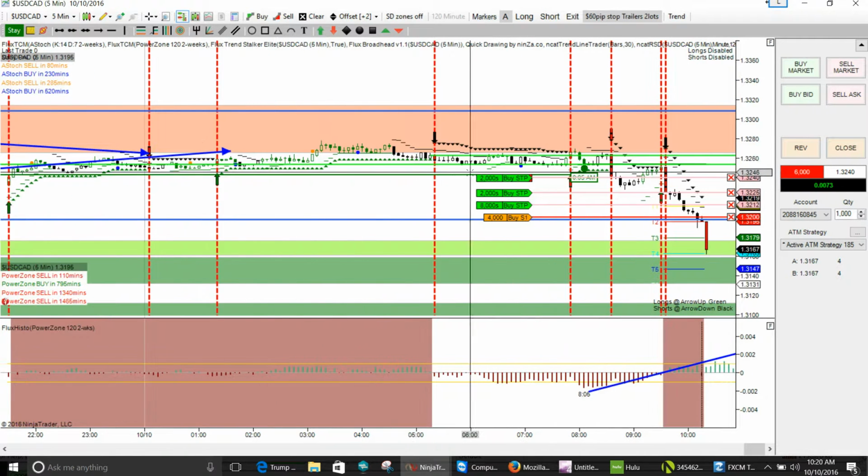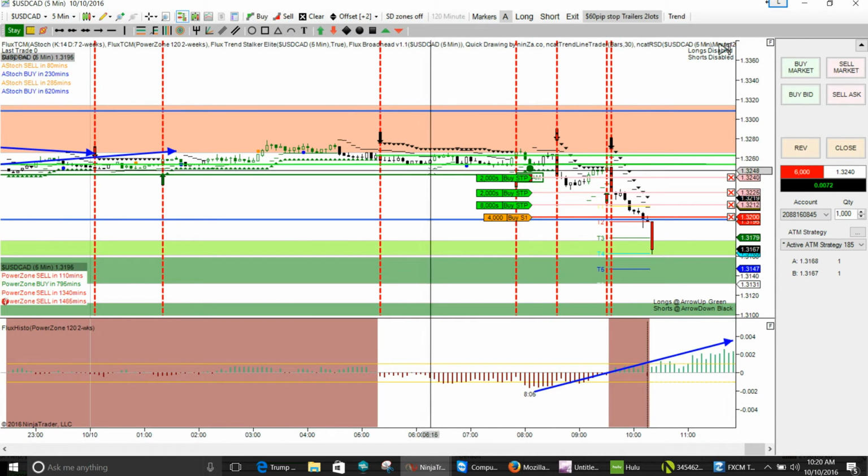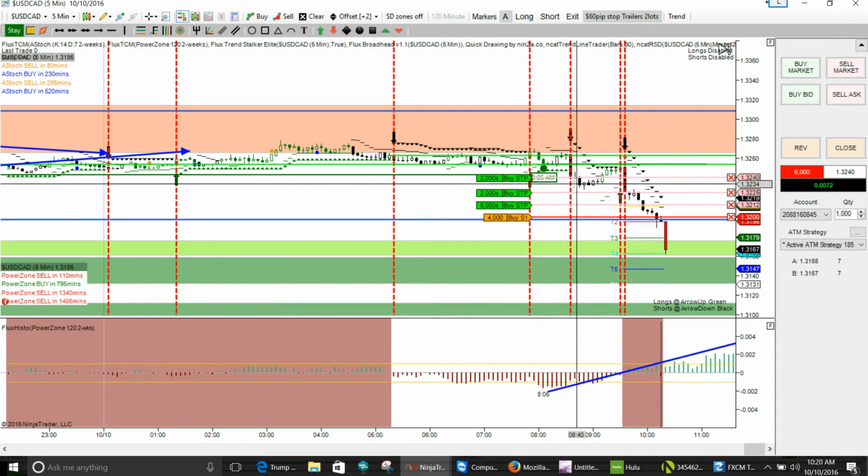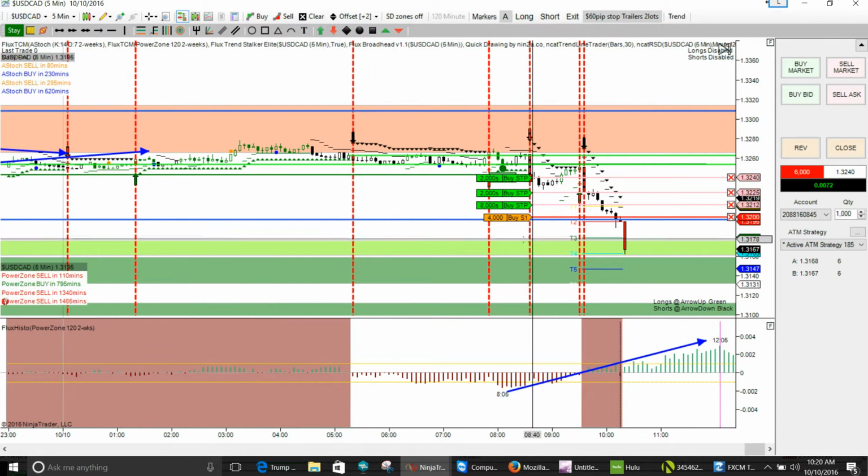We took this buy trade here at 8:30. We closed out about 30 some odd pips. Then we took this buy marker. We took a loss on this one, a 15 pip loss, and then we re-entered after it broke the time cycle marker. And we're taking this thing down.